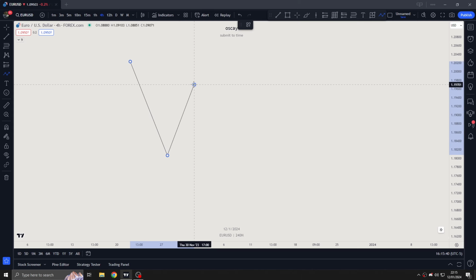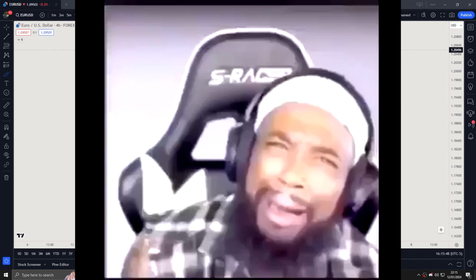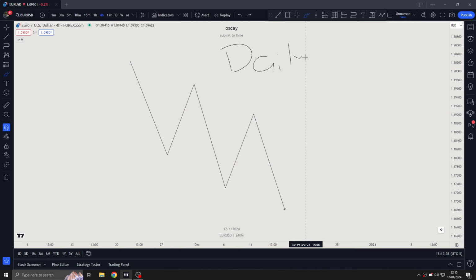Let's take an example of a downtrend. And let's say this is the daily time frame. The D. You already know what D stands for. Nah, not that D. The daily. The daily time frame. The D.